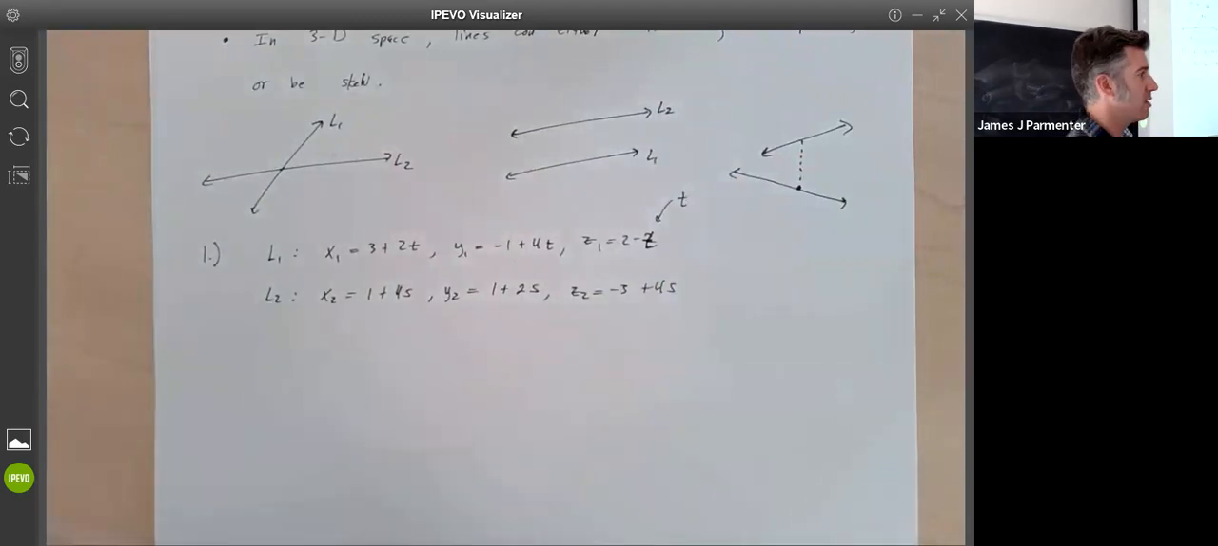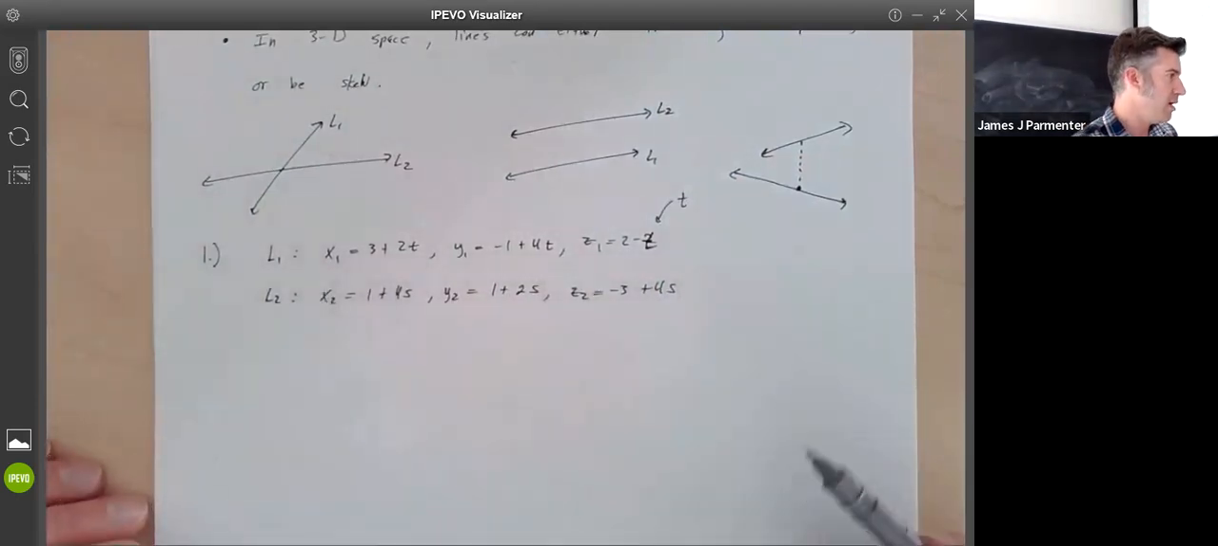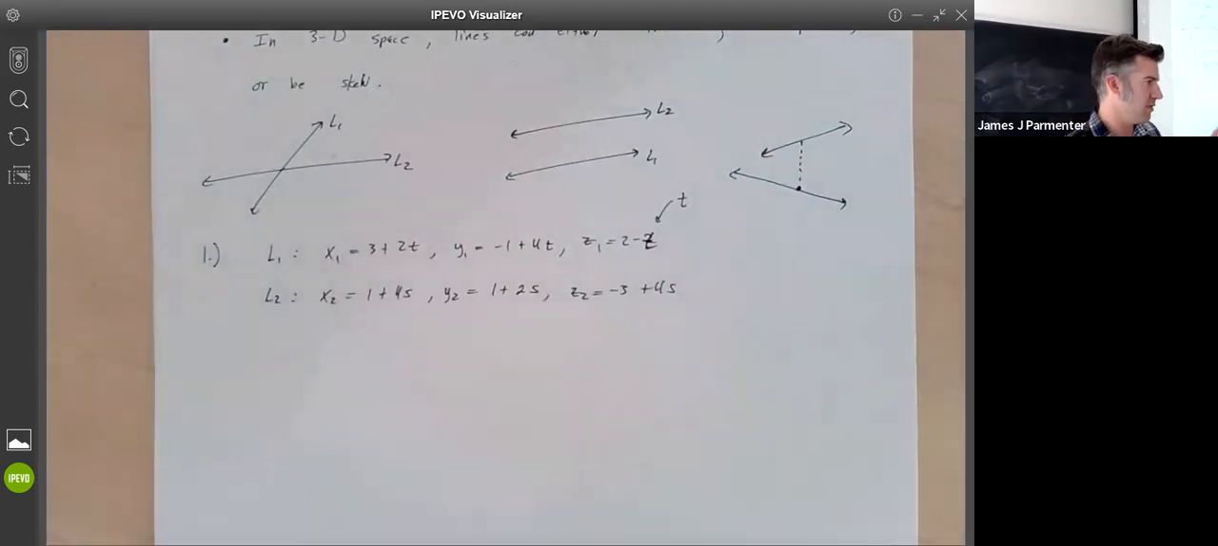It is important when you're writing the equations of 2 different lines, if you're trying to see if they intersect or not, that you use different parameters, meaning I use t's for the first one and s's for the second one. Otherwise, it's easy to confuse yourself and think you found a place where they're intersecting, where they're not.